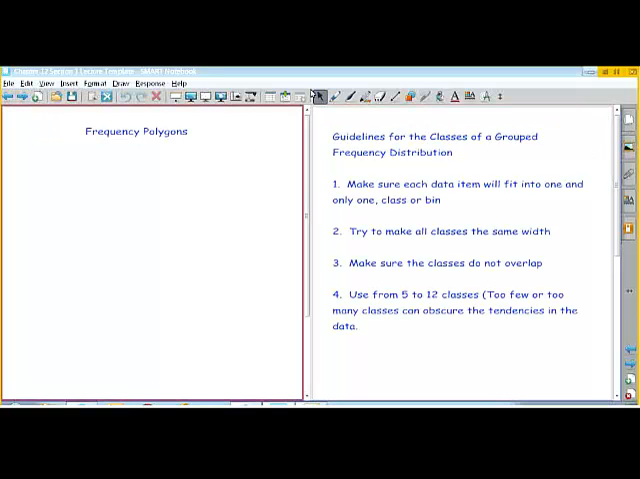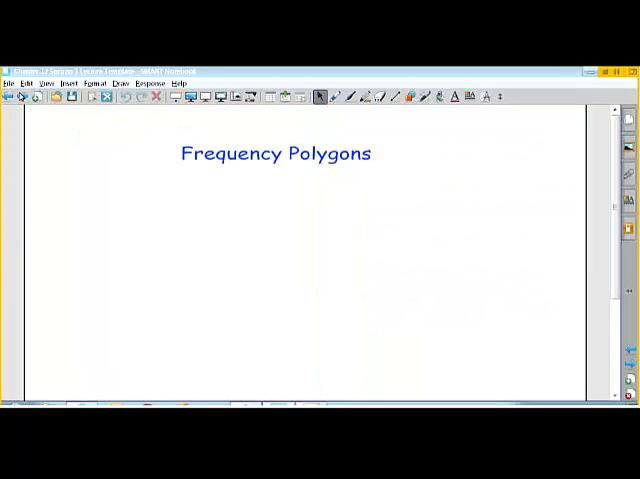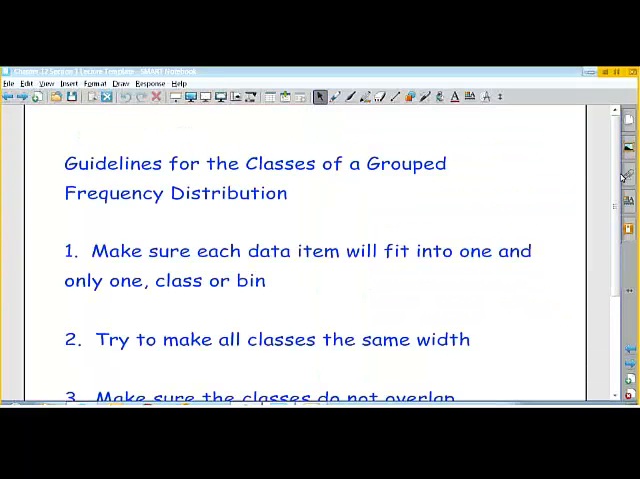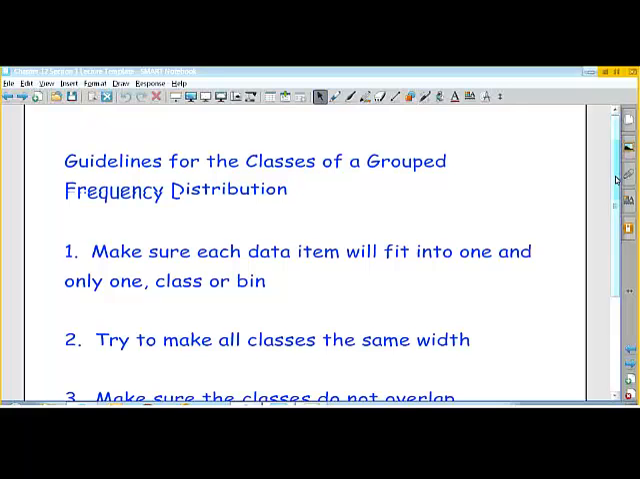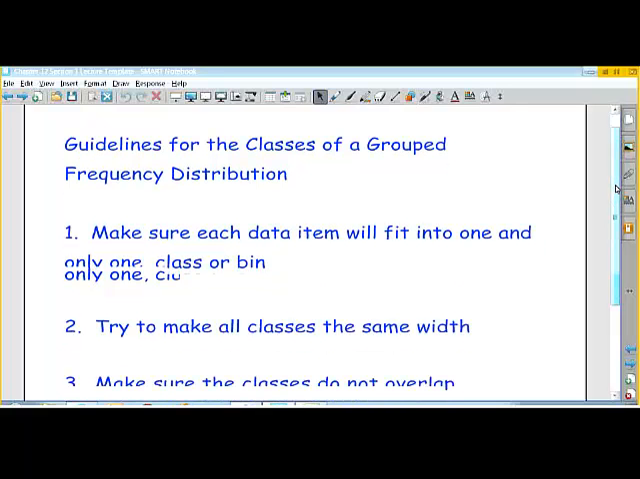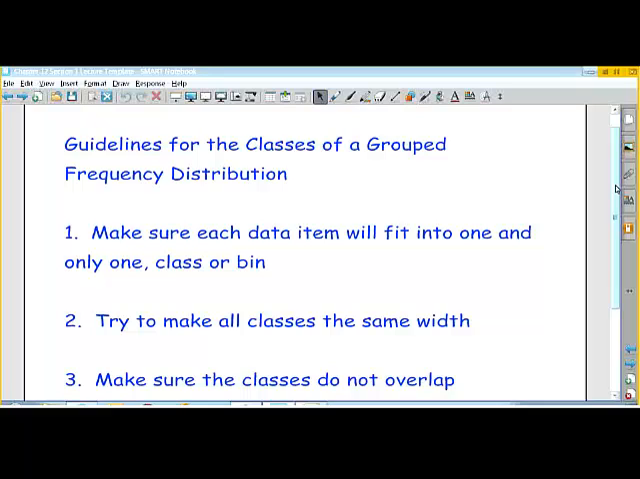Okay, we're going to skip frequency polygons. So here are the guidelines, and they're in your book. So you just need to know how to follow the rules. This is for choosing the classes for a grouped frequency distribution.